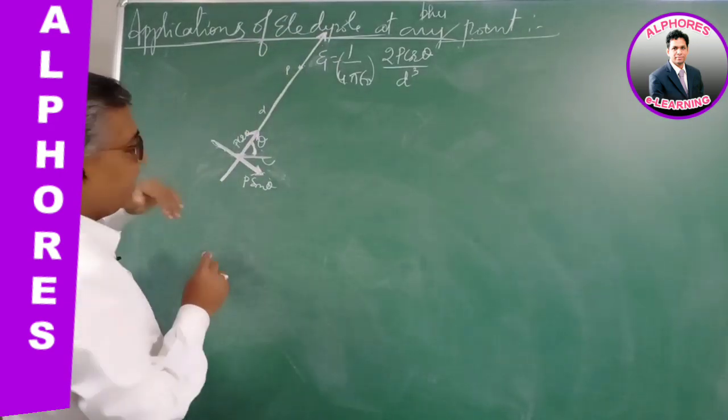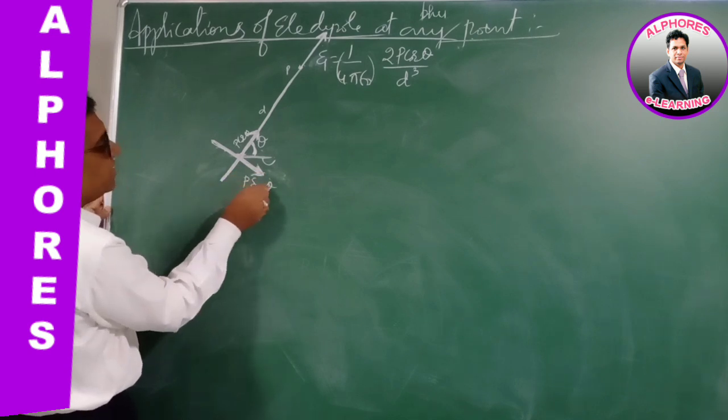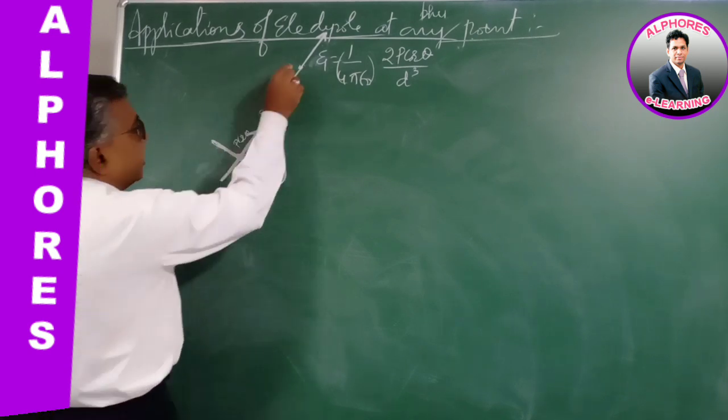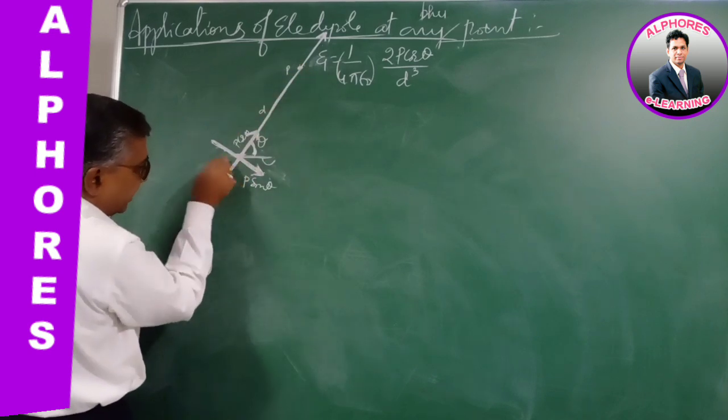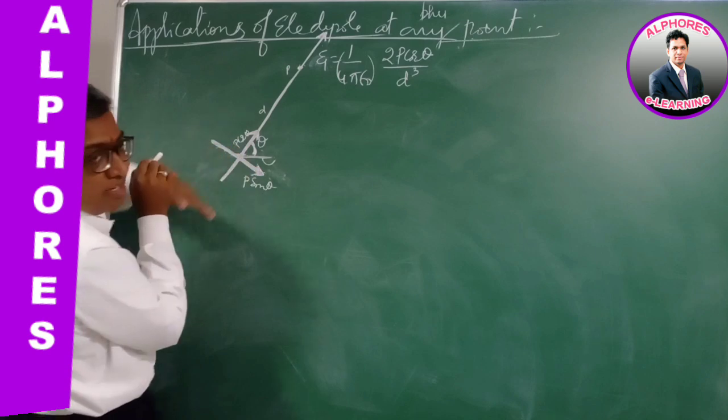First one. Next, considering this dipole, the second component, p sin theta. Due to this dipole, the point P here lies on its equatorial line. So for this dipole, it is the equatorial line.